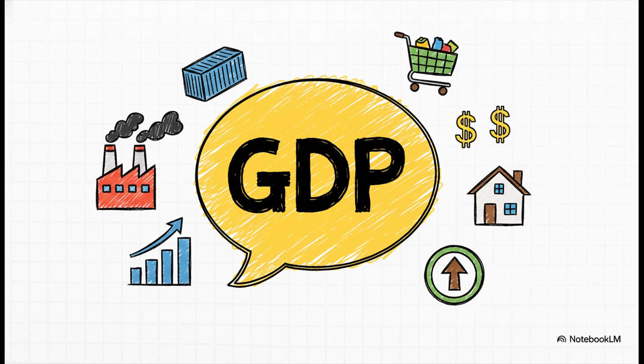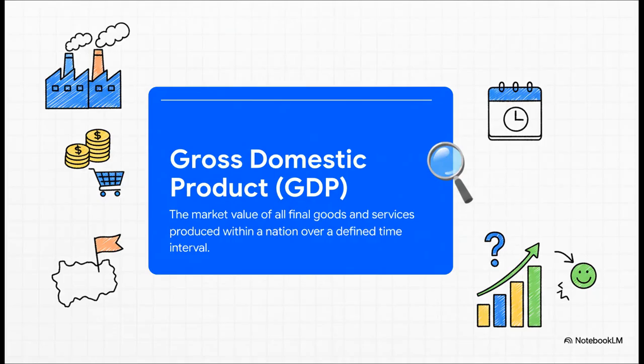Well, for the better part of a century, the go-to answer to that massive question has been this thing called gross domestic product. You know it as GDP. It's basically the main yardstick we use to get a handle on the size and the speed of a country's economy. Okay, so let's break this formal definition down because honestly, every single part of it is super important.